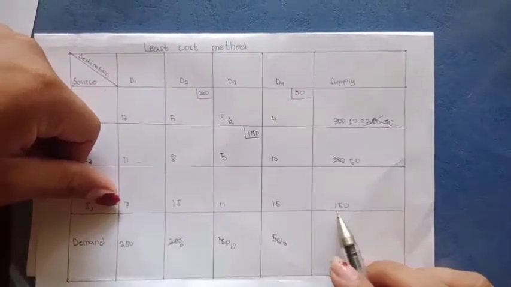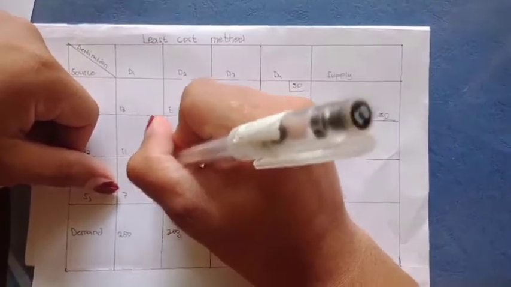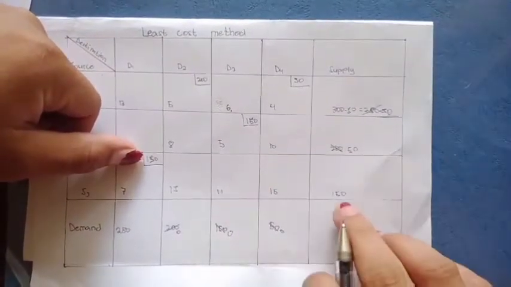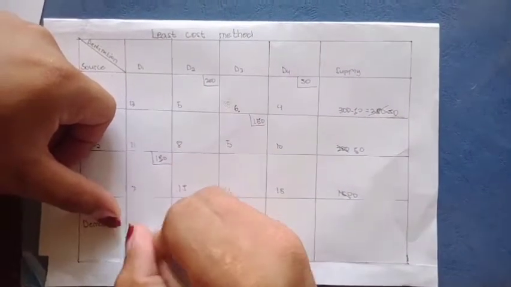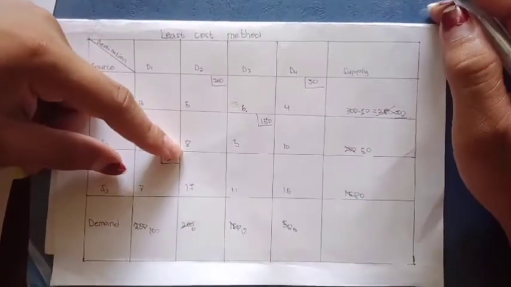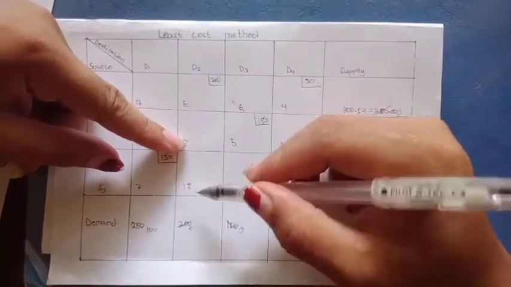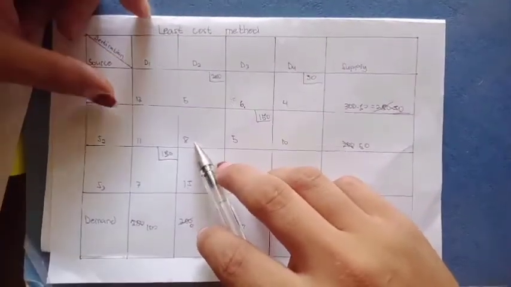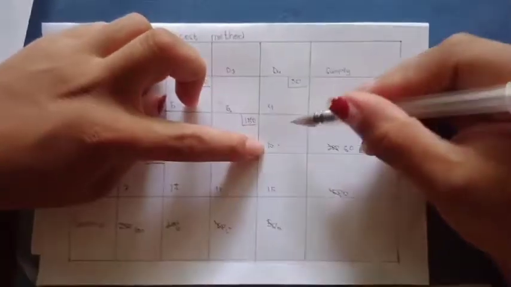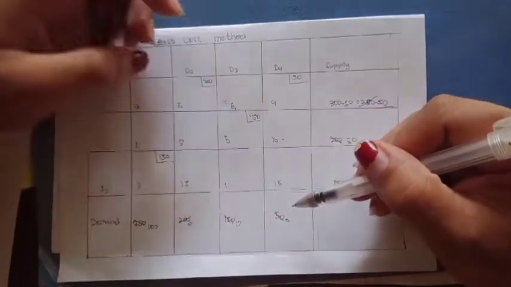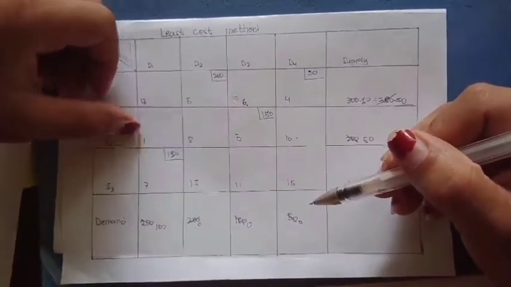So 7, we have 150 and 250, so we need to allocate 150 here, then it will become 0, then 250 will become 100. Next is 8. This column is already satisfied, so we need to move to 10. Then this column is already satisfied, so we need to proceed to 11.